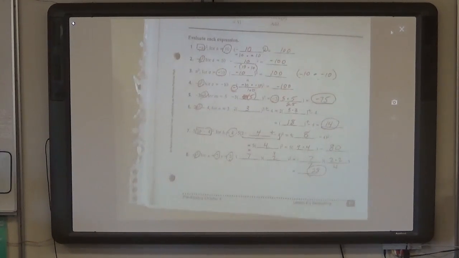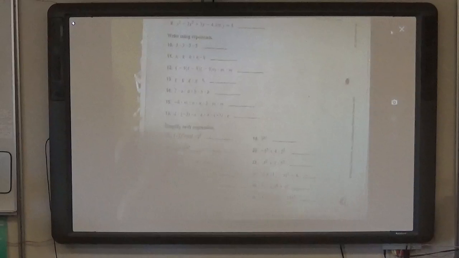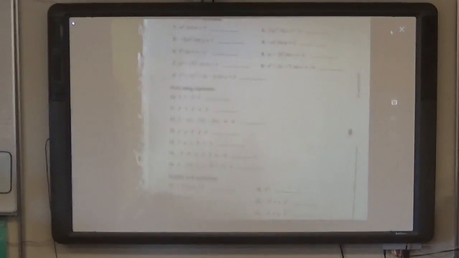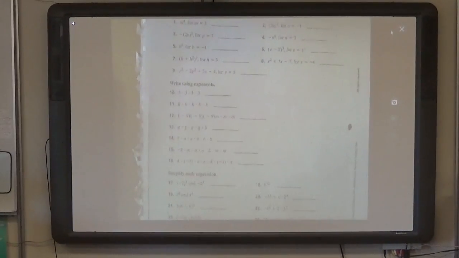Okay? Other side? I'm stuck on number 12. Well, I'm going to go through a few of these on this side first, okay? I'm not that far yet. I'll get there.